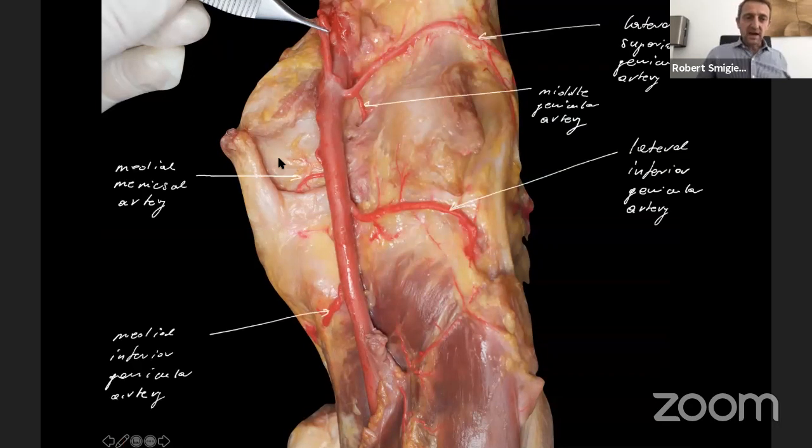From the lateral side, you have here the middle genicular artery, which is going through the gap in the posterior capsule to the PCL and partially to the ACL, the superior lateral genicular artery, inferior lateral genicular artery, medial inferior genicular artery, and the medial meniscus artery, and the medial superior genicular artery is a little higher.